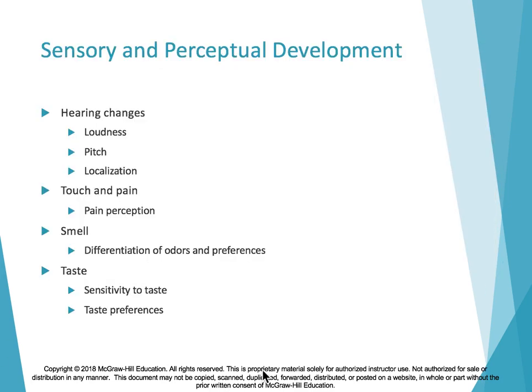So for sensory and perceptual development, there are different changes for hearing, and think of loudness, pitch, localization. Localization is where the sound is coming from, where the infant figures that out. Then there's pain perception, smell, differentiation of odors and preferences, taste, sensitivity to taste, and taste preferences.